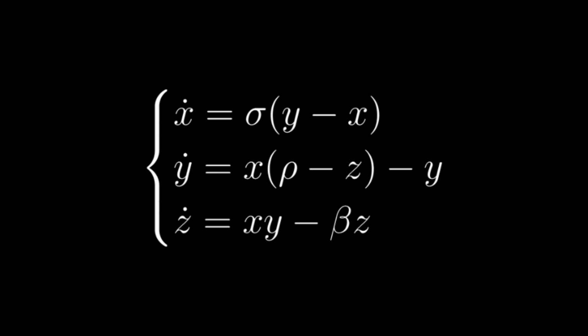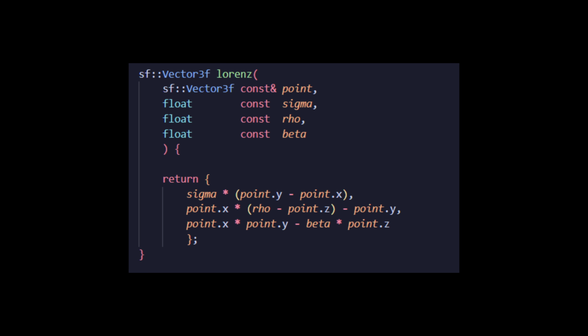Let's now shift our focus back to the Lorenz equations. We can view these equations as a single function that takes in a 3D point along with values for sigma, rho, and beta, and returns the derivative of this 3D point with respect to time. This can be easily written in code as so. These equations give us the positional component's derivatives with respect to time.